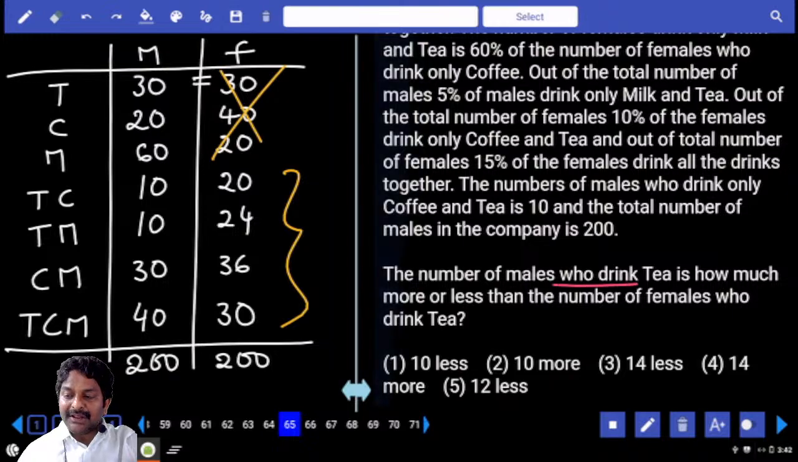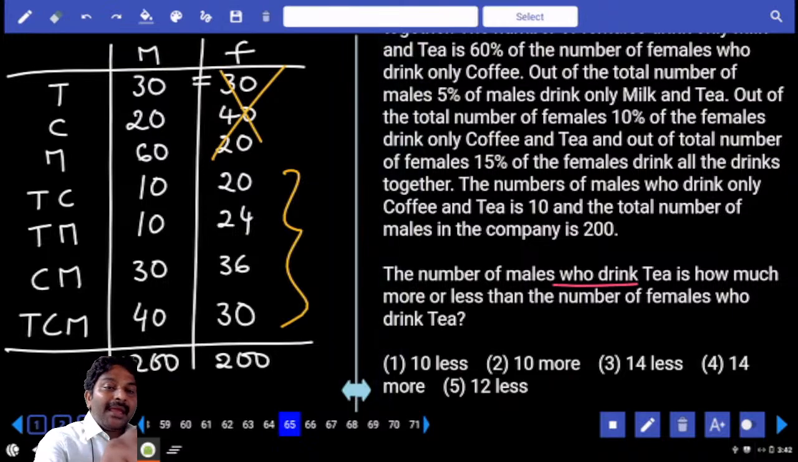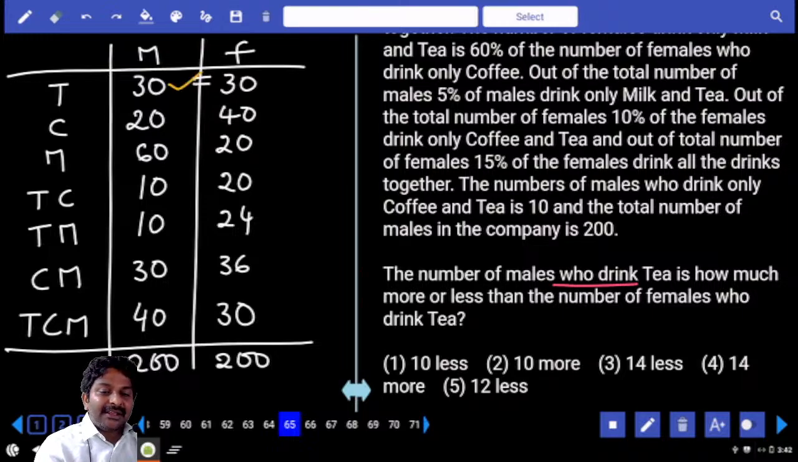Number of male who drink tea. Male who drink tea. Wherever tea is there, we should count. 20, 30, 40, 50, 90.